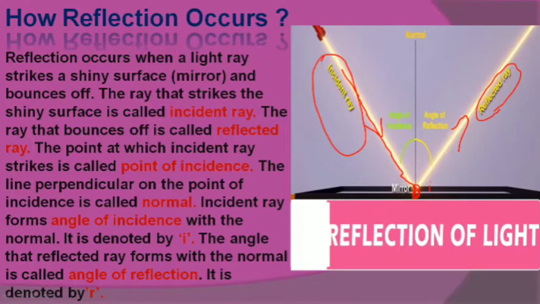The incident ray forms an angle with this normal. This is the normal line, like the central line. So light is striking in this direction, at this angle. This is called the angle of incidence, because this light is the incident light. And when the light strikes back, this is called the angle of reflection, because light is reflected from here.